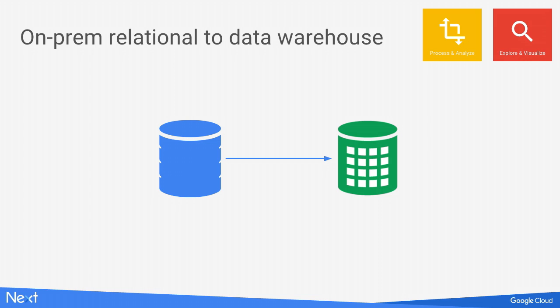It's probably a dozen or so disparate, distinct sources of data, distinct data types, but you've got to put all that stuff together in order to get an understanding of your business from a number of different angles. So one is, again, moving on-prem relational to a data warehouse. And that's under the process phase and the explore phase of the data lifecycle.